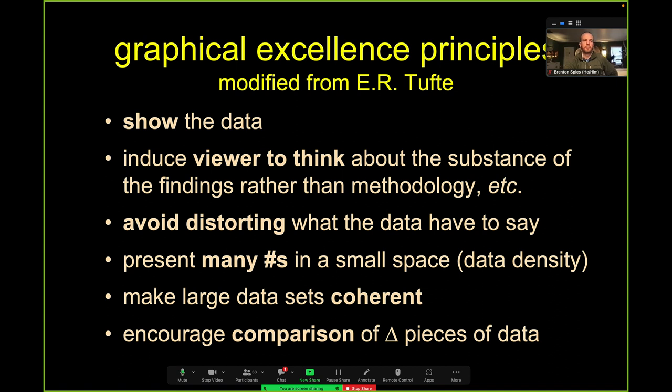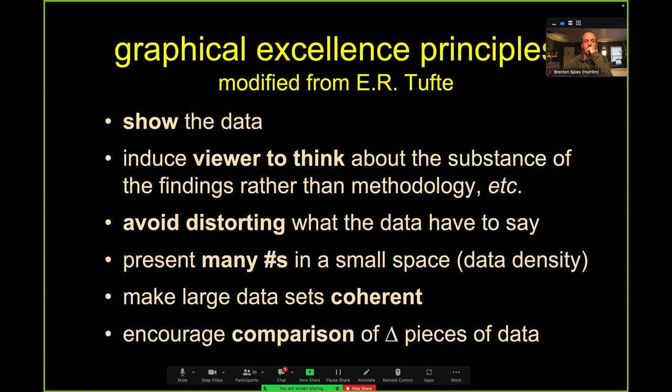Generally speaking, one way you can get data density is to have many numbers in a small space, but that doesn't always work. But as a starter, that's sort of a good thing. I think sometimes you guys get a little bit overwhelmed by that and you think that's bad. It actually is usually very helpful for people doing those what-if questions. An excellently designed graph can make large or complex data sets really coherent, and they really encourage, again, that what-if.